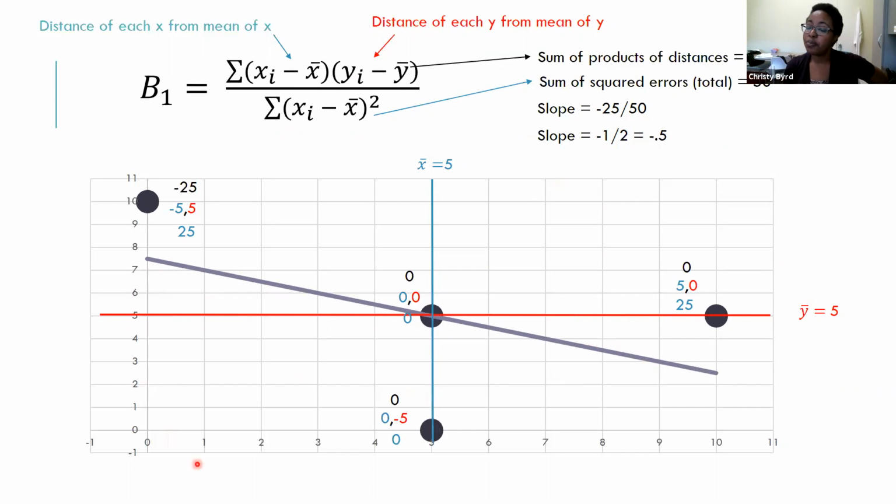Now, do you remember the interpretation of the slope? What does it mean about the relationship between how many hours of TV you watch and what your quiz grade is going to be? Write it down and see if you're right later.